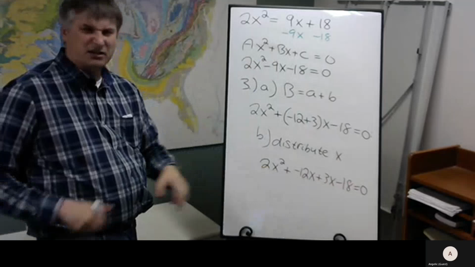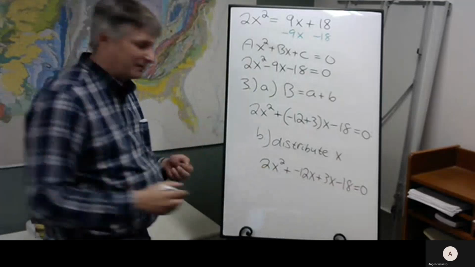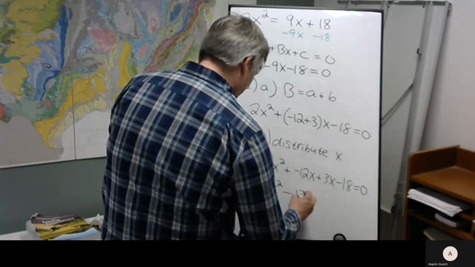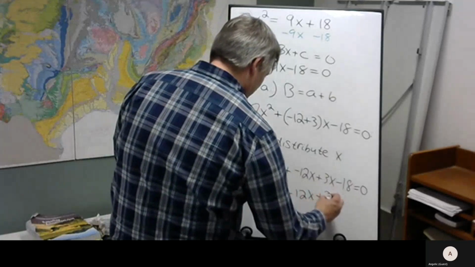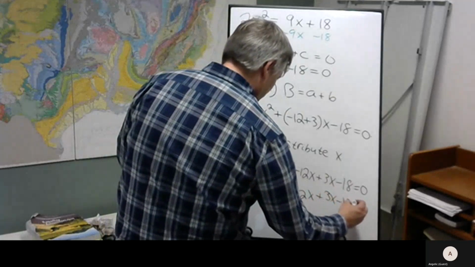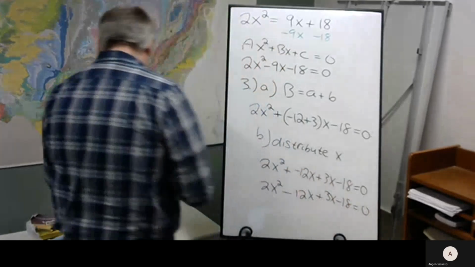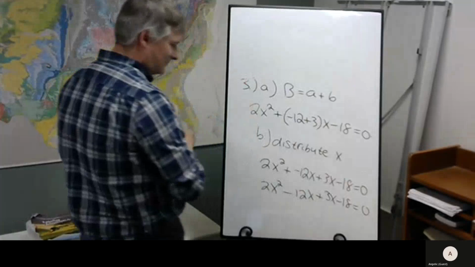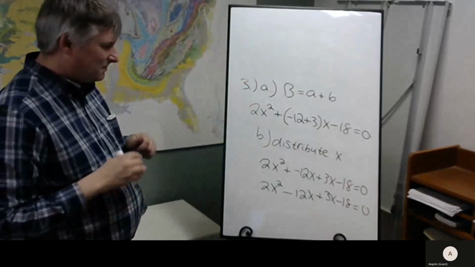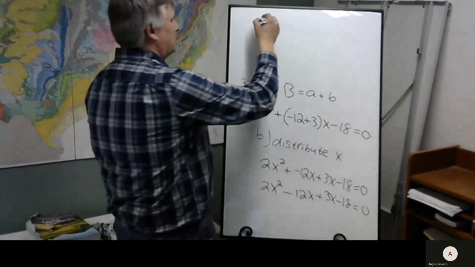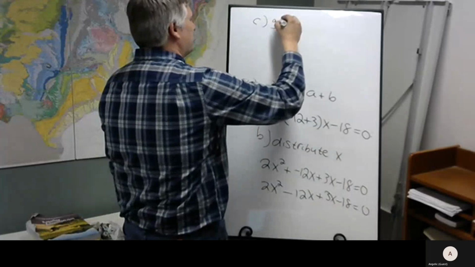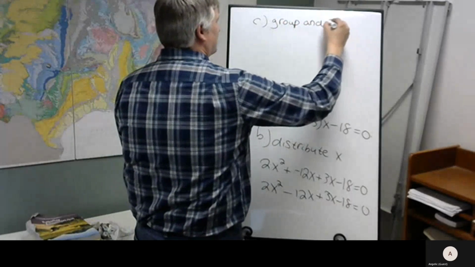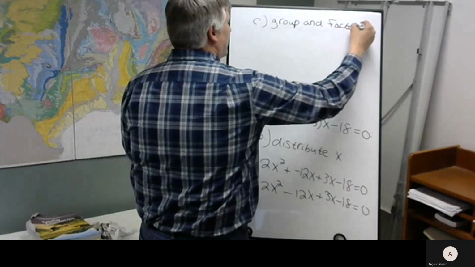And again, plus a negative. I'm going to rewrite that as just subtract. So the next step we're going to do is we group and factor out.